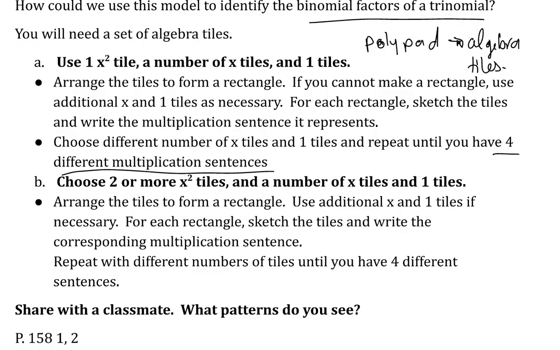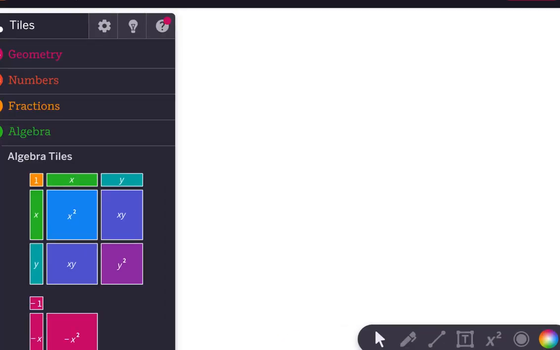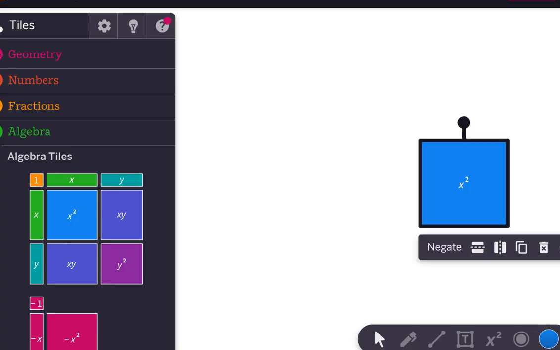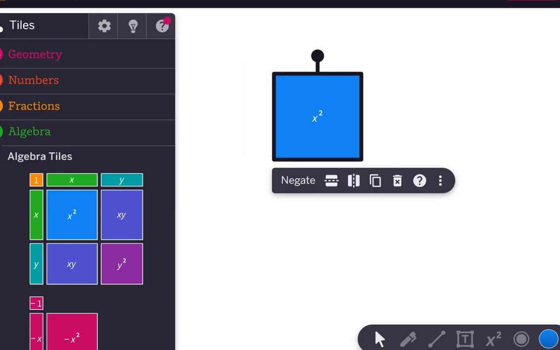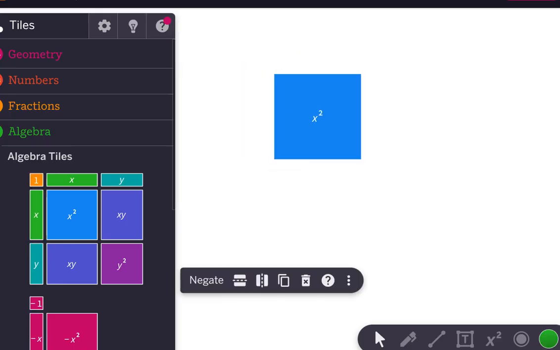Okay, you're going to do the exact same thing, but instead of just having one x squared tile, you're going to have a number of 1 and x tiles. And here's what I mean by that. So you're going to create something that looks like this. Okay, so I'm going to take 1. I'm going to use the vertical ones to go on this side.